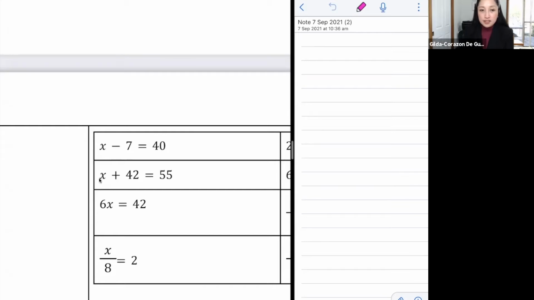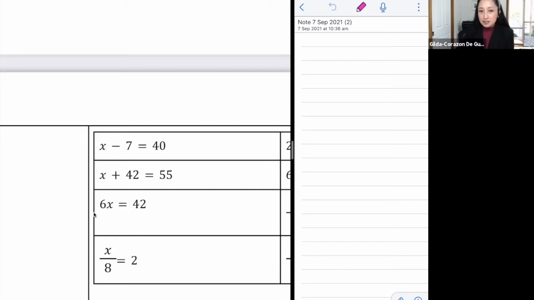The same thing with this one here. Something, you add 42, you get 55. What's that something? A number that you added to 42 would give you 55. Well, for you to get to 50, you need to have 8, but it's 55. So 8 and 5 would give you 13. So 13 plus 42 gives you 55. Therefore, the value of x that we're looking for is 13.